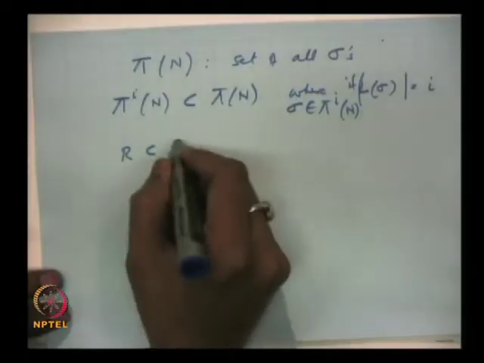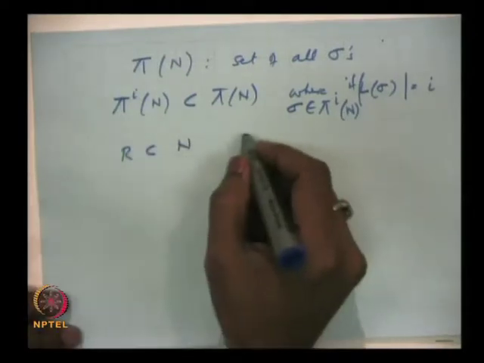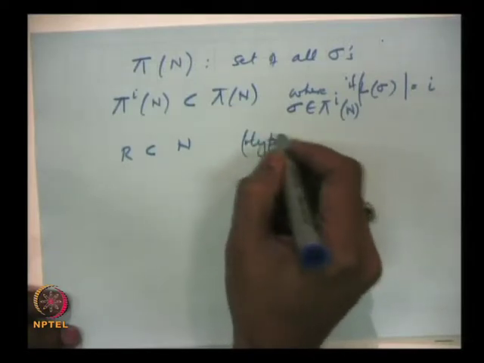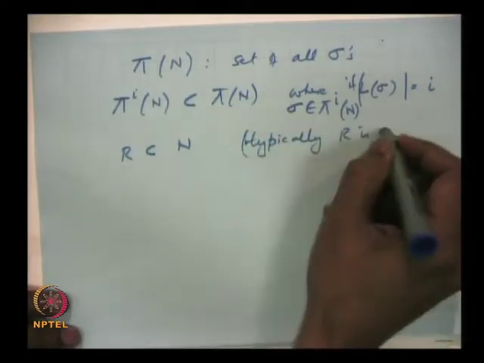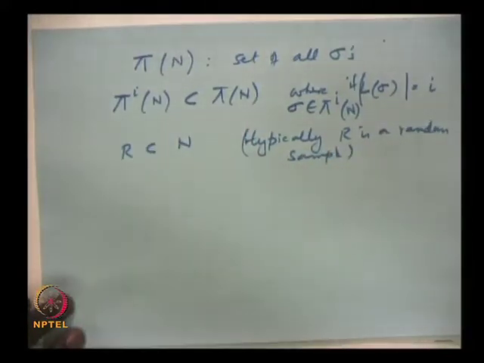So, in the previous example, the green trapezoid or the green sigma would belong to Pi 2 of n, right, whereas the blue one was Pi 0 of n, because there are no conflicting things. Now R is a subset of n, which in most cases is typically a random sample.